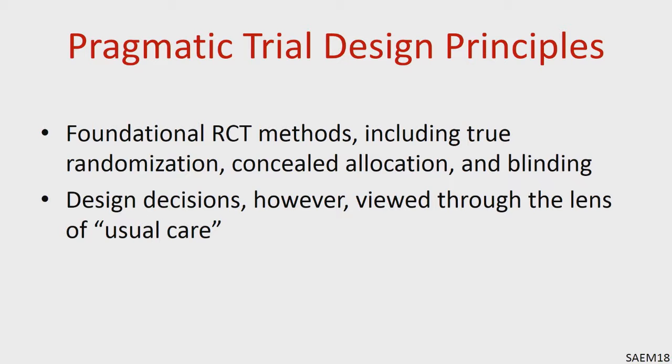In fact, you have to maintain structure and understanding of research methods. Foundational RCT methods are critical to these types of studies, including true randomization, ideally, although it doesn't have to be. You can use quasi-design studies, concealed allocation, and blinding. Design decisions, though, however, are viewed through the lens of usual care, and this will be a recurring theme in the context of our session today, is that we always come back to the place of how do we inform this trial and the performance of a trial through usual care.